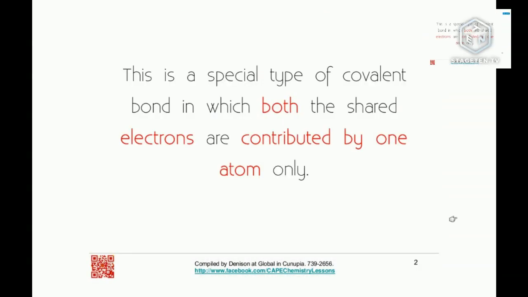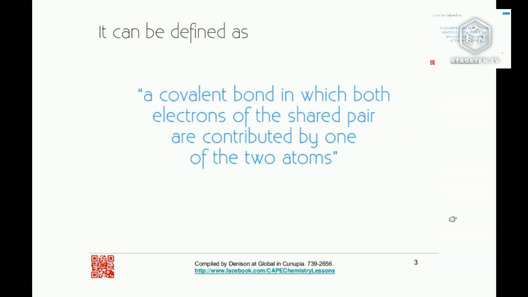So a dative covalent bond is a special type of covalent bond in which both the shared electrons are contributed by one atom only. What does it mean? It means that the two electrons for the bond are not coming equally from two atoms, but they are being given by the same atom. So it can be defined as a covalent bond in which both electrons of the shared pair are contributed by one of the two atoms.